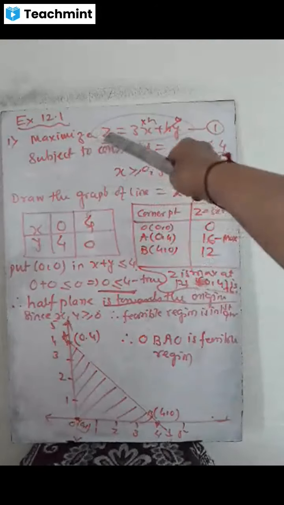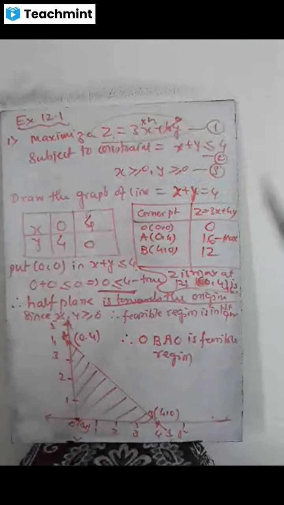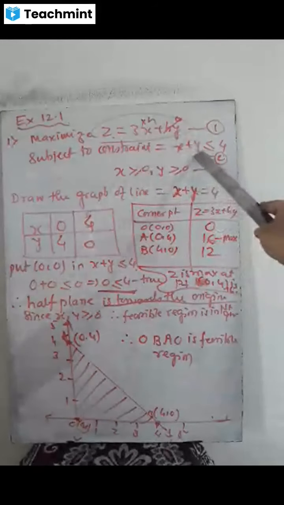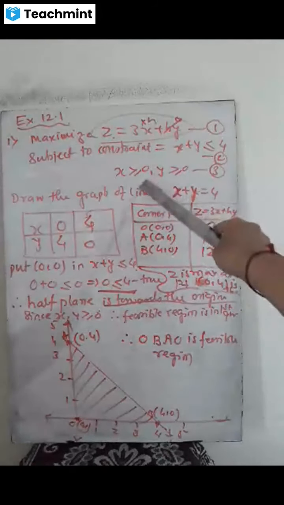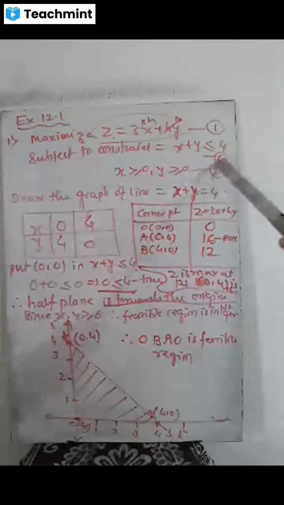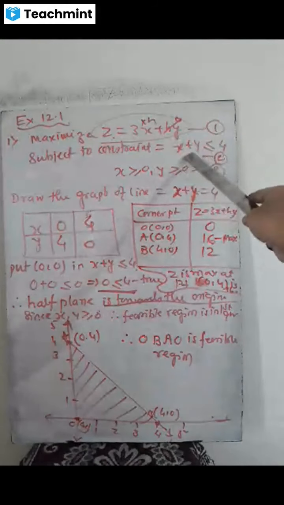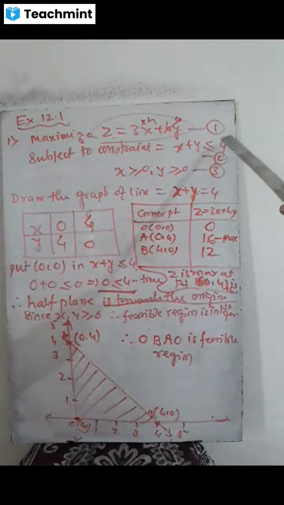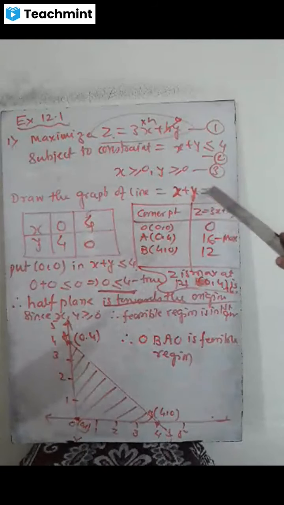So for this problem they have asked for the maximum, so z equal to 3x plus 4y, we denote this as equation 1. Then subject to the constraint x plus y is less than or equal to 4, we denote this as equation 2. For x greater than or equal to 0 and y greater than or equal to 0, we denote it as equation 3. So first of all, with this constraint, x plus y less than or equal to 4, we convert it into the form of an equation. So it becomes x plus y equal to 4.